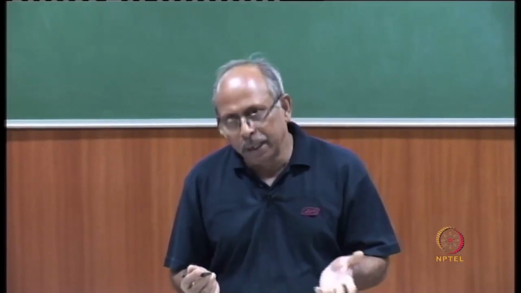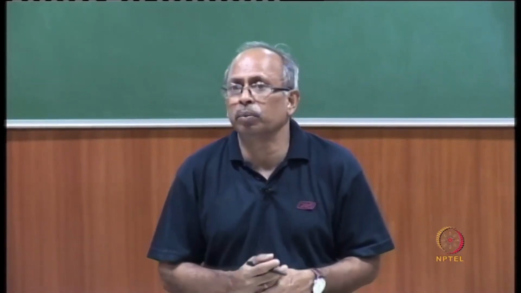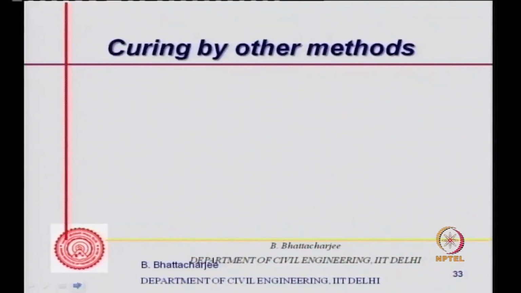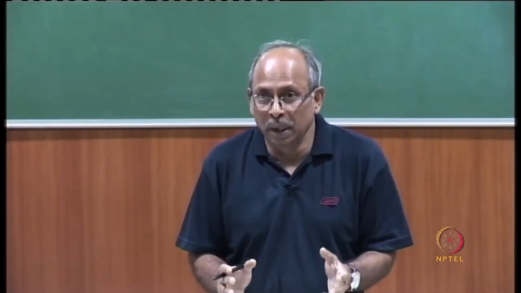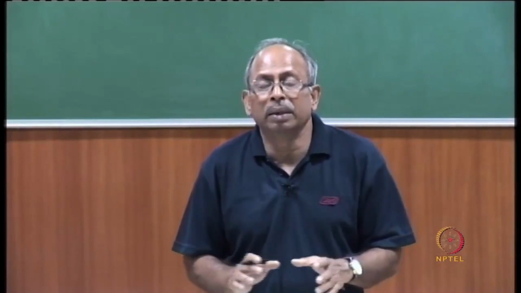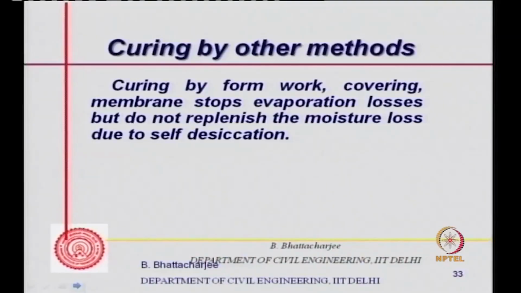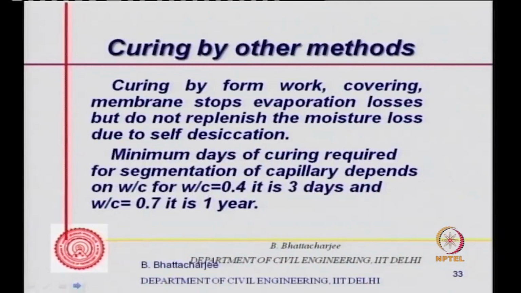So cylinder strength, okay, basically what we want to see is the qualitative, because quantitative values don't make much sense, they will vary from concrete to concrete. So ponding is a good thing when you have the facility, and also the possibility of doing it. For example, you can do ponding on slabs or horizontal members, particularly large horizontal members, but you can't do it on columns. Curing by formwork covering or membrane, of course, stops evaporation, which I said, but does not replenish the moisture loss due to self-desiccation. That's a problem.